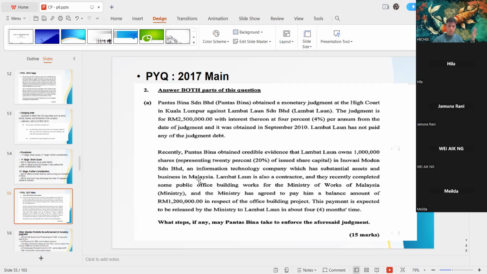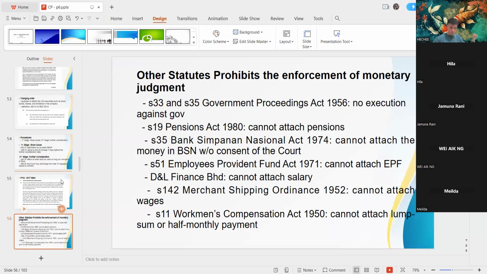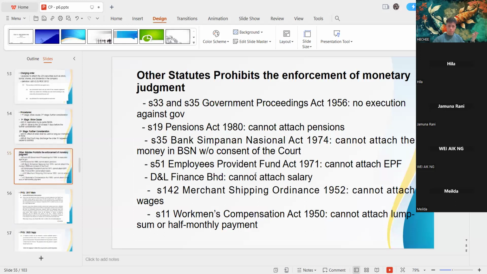Then the third one is the completed office building for the government. For the third one, you might have to discuss something extra, because although the third one is on the garnishing proceeding, you have to look at the prohibitions. Okay, let me put it here.